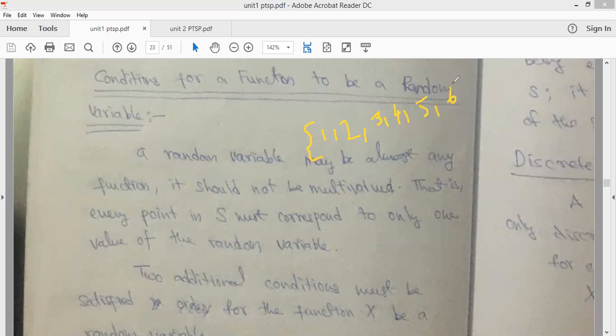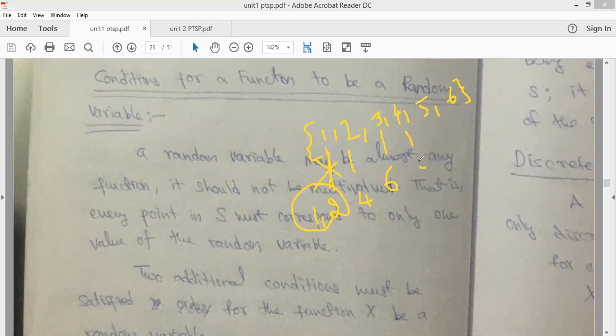Now, for example, we are mapping 1 to only one value. For example, 1 is mapped to 2 here, 2 is mapped to 4, 3 is mapped to 6, which means we are taking 2 times of this. One should not map to two values, that is, it should not map to 1 comma 2. So it should be mapped to only one value.